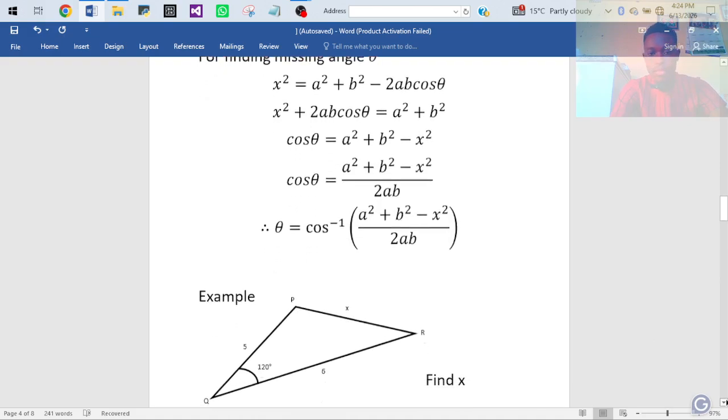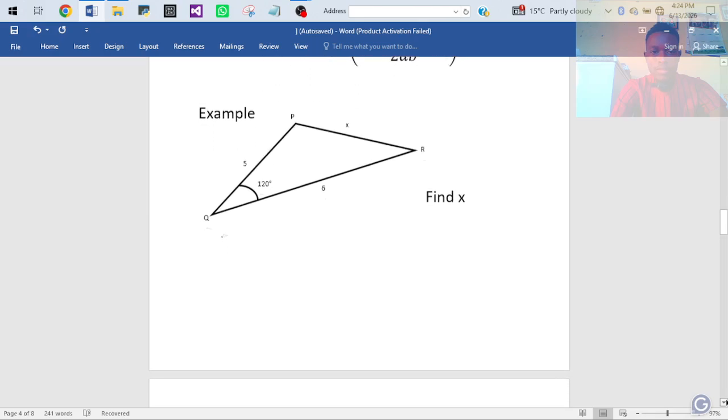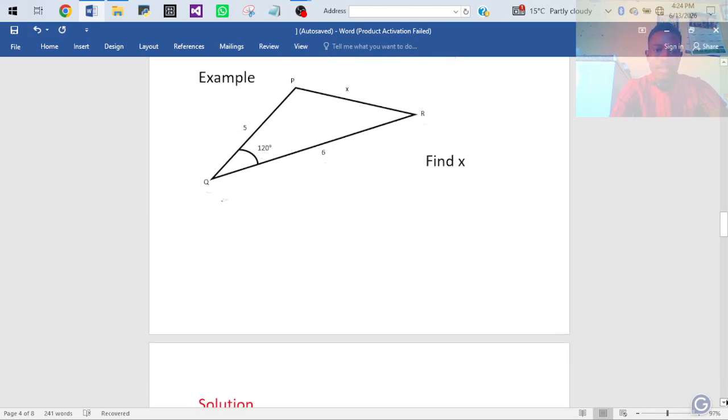So let me look at this example. This example is a non-right angle triangle, which is PQR. It has two sides 5 and 6, and the missing side x. So to find this side, just use the cosine rule. Since it is not a right angle triangle, we cannot use Pythagoras. So this is not a right angle triangle. We use this cosine rule. So x squared equals 6 squared plus 5 squared minus 2 times 6 times 5 cos of this angle, because this is our theta.